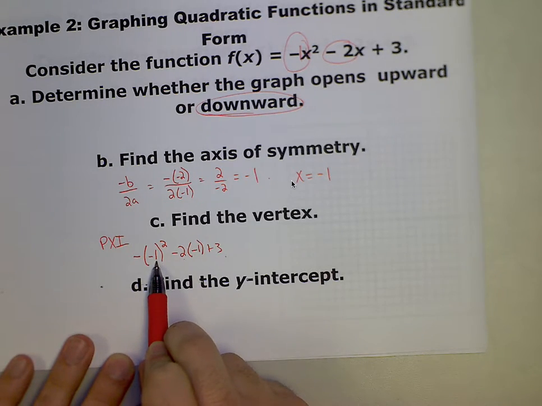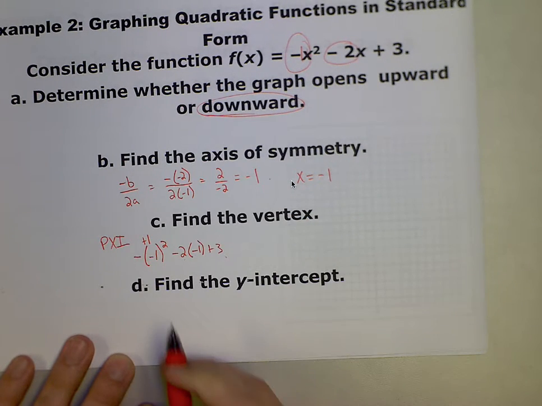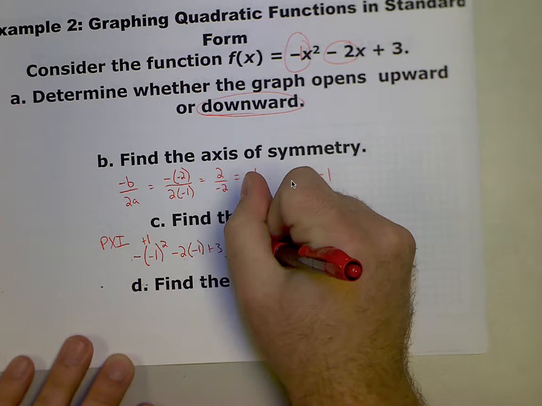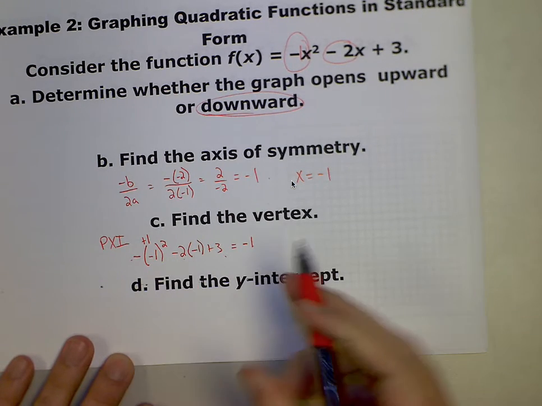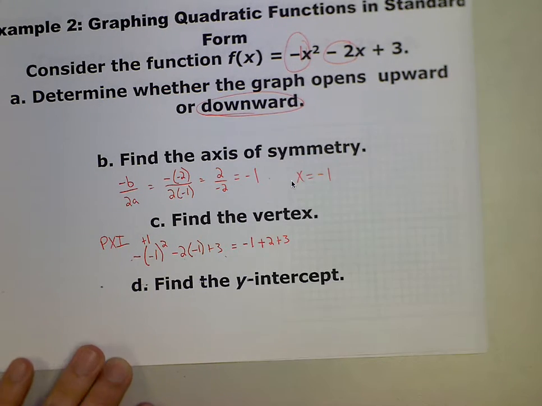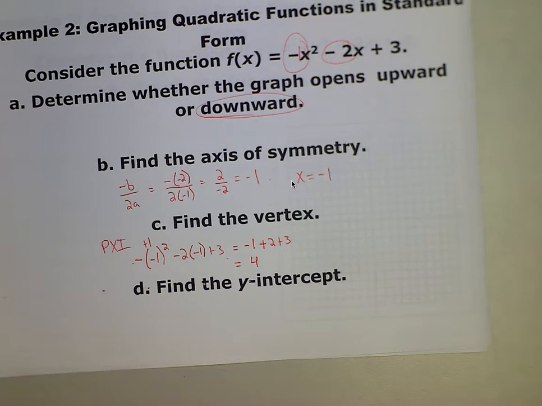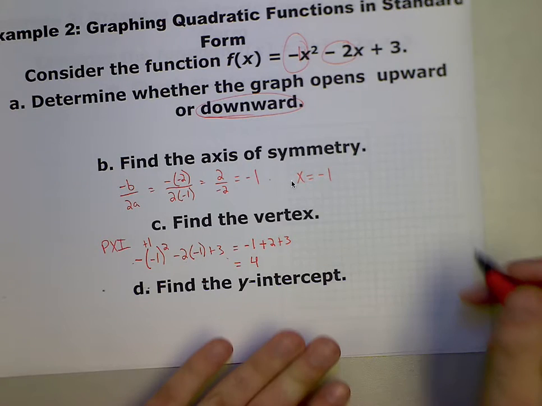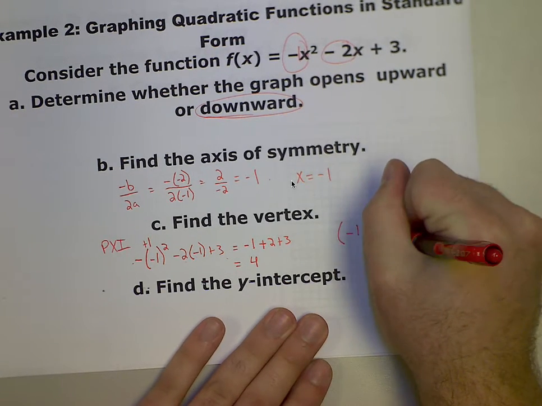Now I need to start by simplifying. I need to do my squared first, so I need to take negative 1 and square it. That's going to give me a positive 1. So now I have a positive 1 here, but I still have a negative out front, so that's going to end up making it still a negative 1. But I have to go through that whole process. Now I have negative 2 times a negative 1 gives me a positive 2, and then a plus 3 at the end. If I work all that out, I'm going to get that my y-coordinate here is 4. So the coordinates of my vertex are at negative 1 and 4.